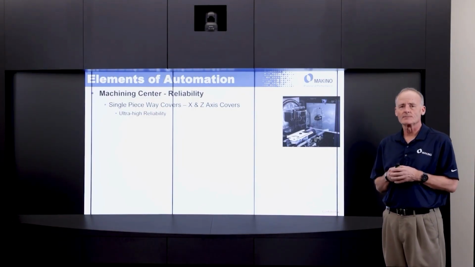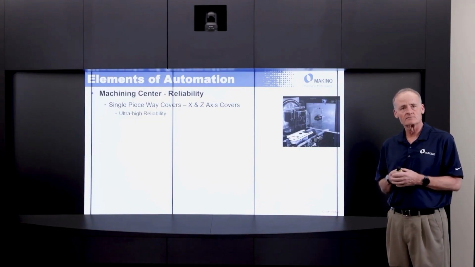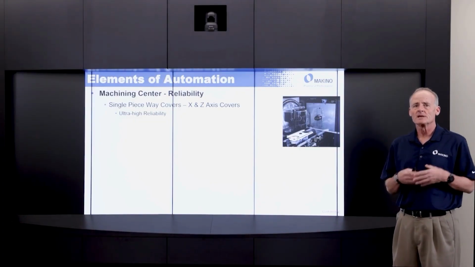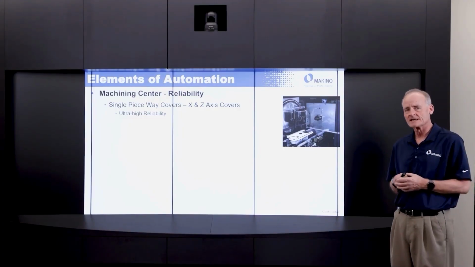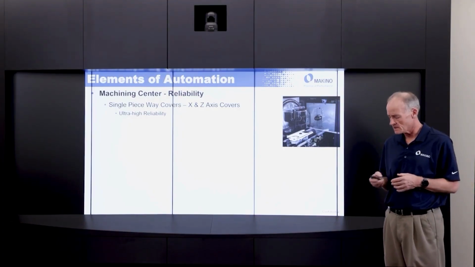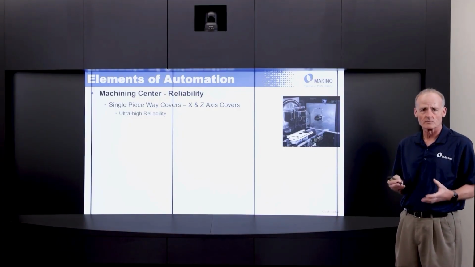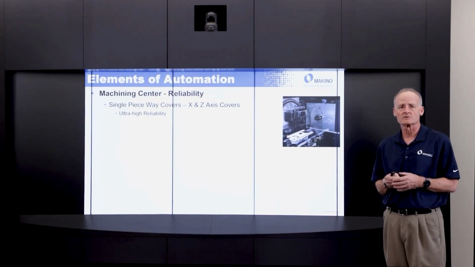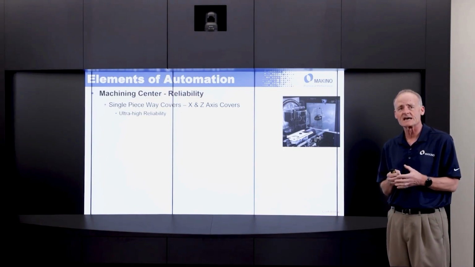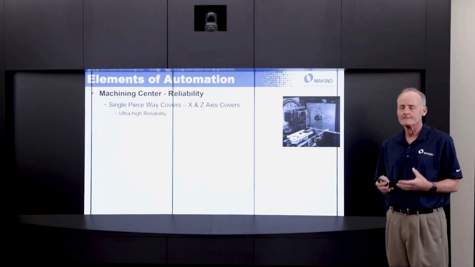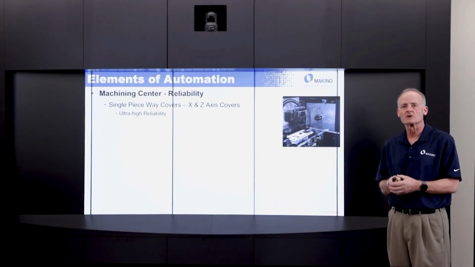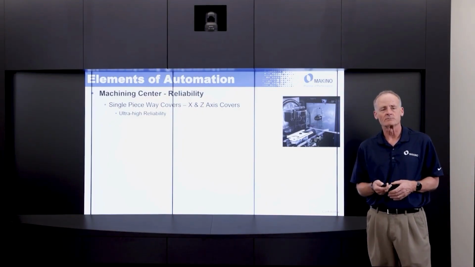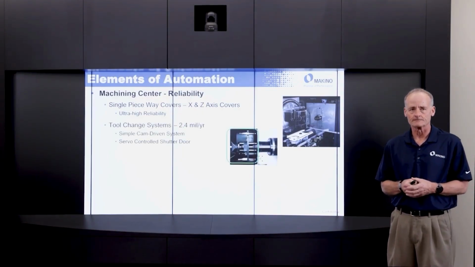At Makino, we've done a couple things to make our 1 series machines and our other product lines very amenable to being run in an unattended automated system running in a 24/7 type of operation. One has to do with single piece way covers. On the 1 series machines, our X and Z axis covers are single piece. And over the life of that machine, we've got a very low percentage of those way covers that have been changed and replaced.